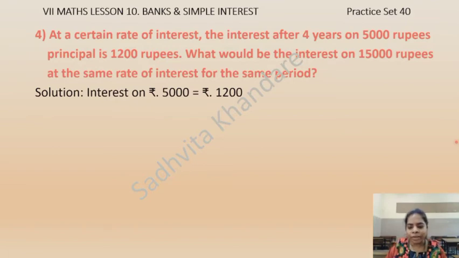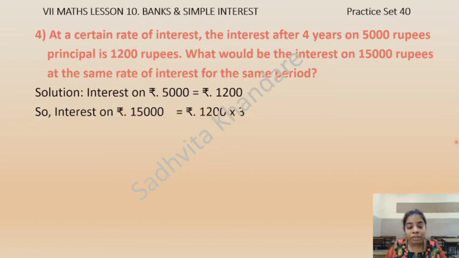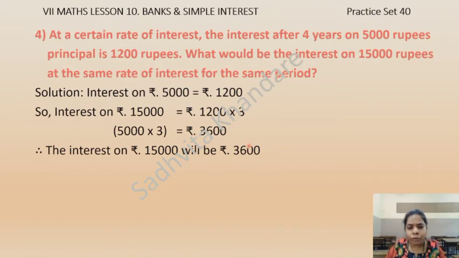Interest on rupees 5,000 is 1,200 rupees. So interest on 15,000 will be equal to 1,200 into 3 because 5 3s are 15. So interest will also be multiplied by 3. It will also become 3 times more. So 1,200 into 3 will be equal to 3,600. Therefore, the interest on rupees 15,000 will be rupees 3,600. So this sum is also over children. This was very easy. You just have to analyze. If the money has become 3 times more, the interest will also become 3 times more. Let's move to the next question now.